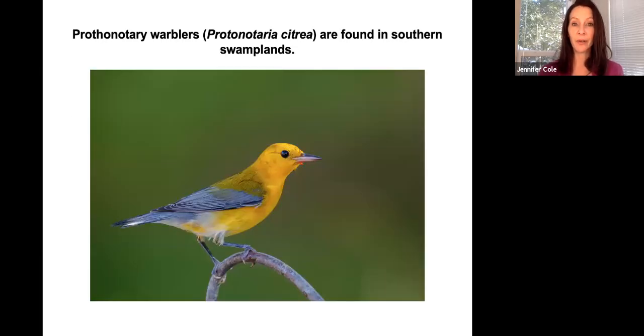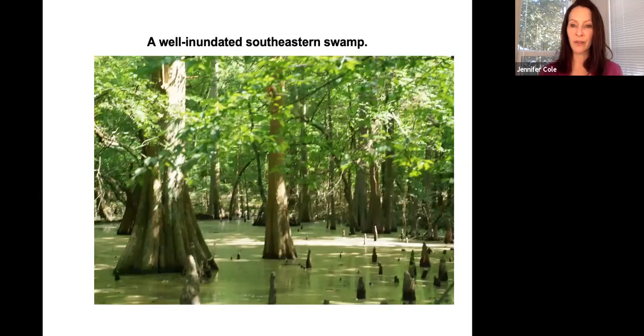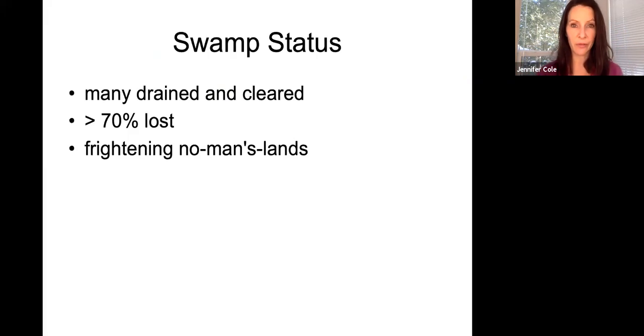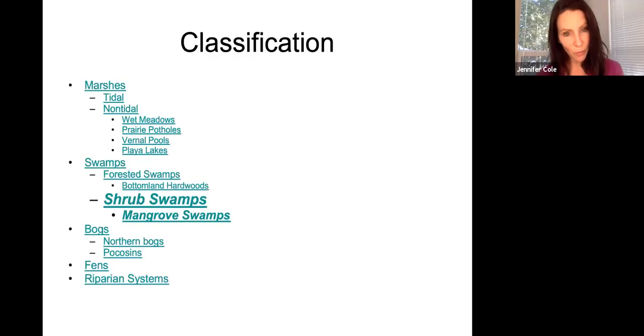And here's a prothonotary warbler, which is found in southern swamps. There's a southern swamp also, very well inundated. And you see these trees have these flanges, which are kind of the flared out parts, but they also have buttresses, which I'll show you. We've lost a lot of them due to improper timber harvesting, but then also draining them, clearing them, developing on them. Historically, they've been thought of as really scary no man's lands, people going out into the swamps. So those are forested swamps.